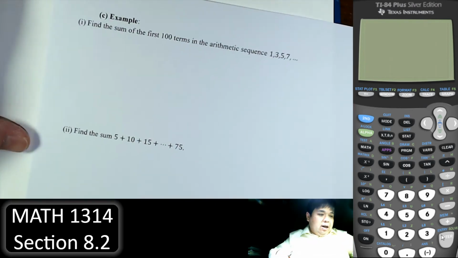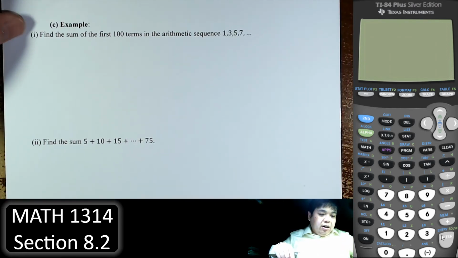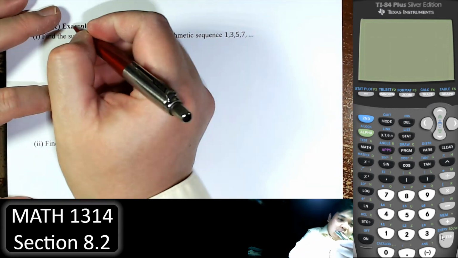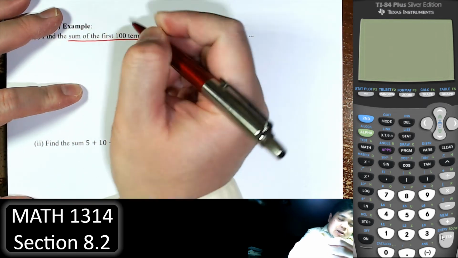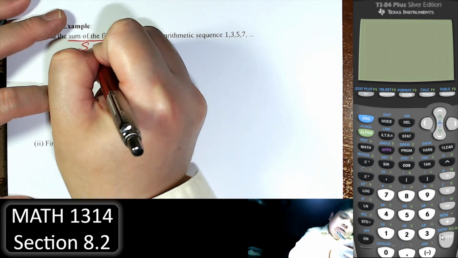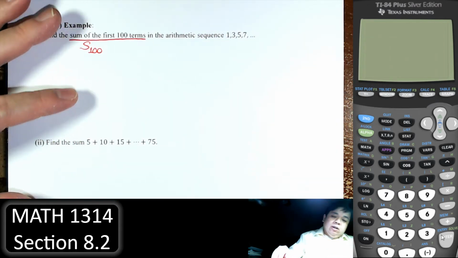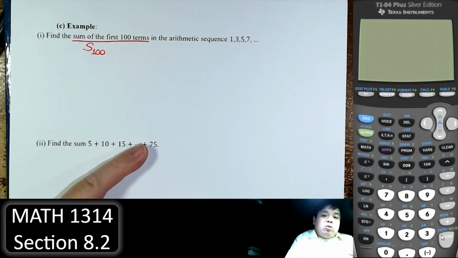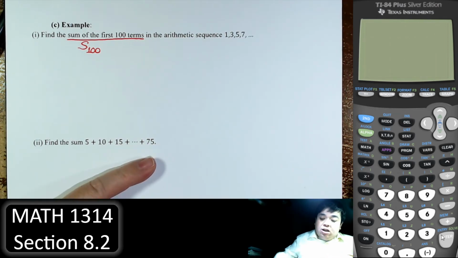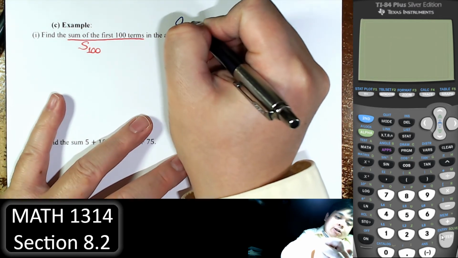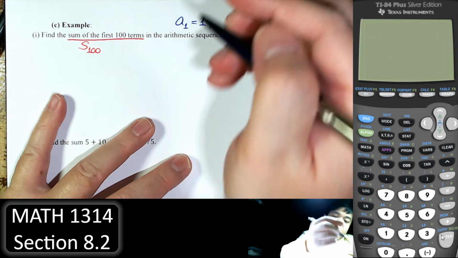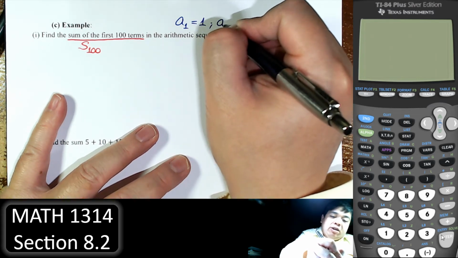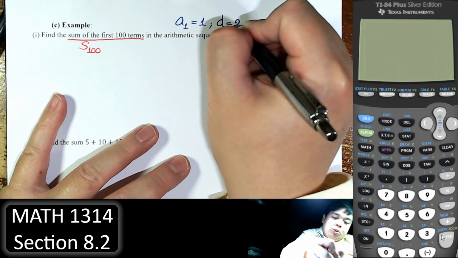Right. We have a couple of examples here. Find the sum of the first 100 terms. The sum of the first 100 terms is s of 100 in an arithmetic sequence, right? So in this case, we have 1 is the first term. To get from the first to the second, we're going to add 2 every time. So the common difference is 2.